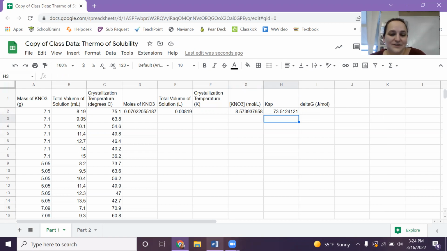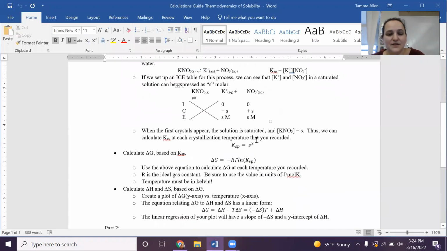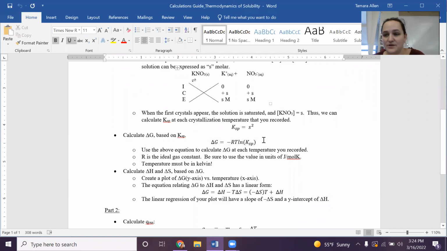And then delta G is the last thing to calculate. This is a new equation that we'll talk about a little bit in the next unit. But it is true that delta G can be calculated from K, the equilibrium constant, using the relationship that delta G is equal to minus RT ln K.